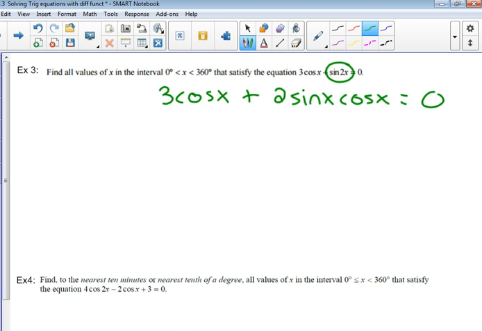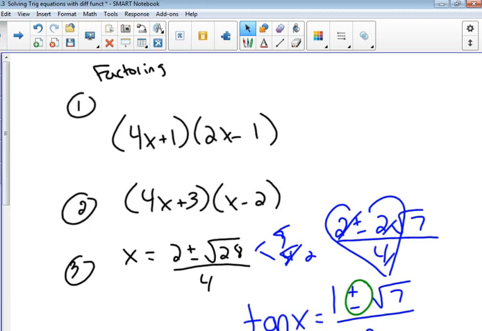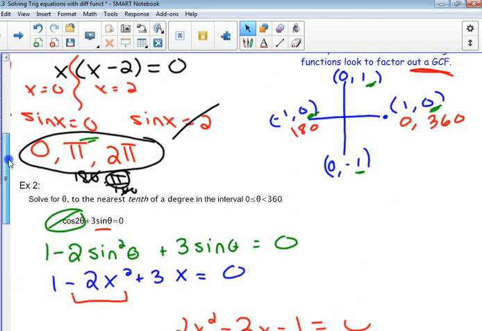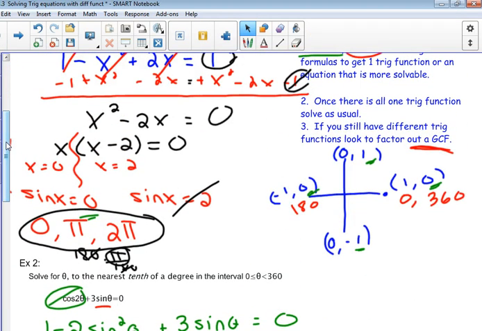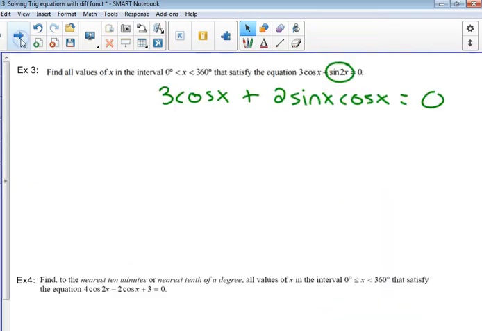Okay, now in the beginning of the notes, I kind of showed you guys the different ways. I love what you were saying that we're getting in trouble, right? We still have 2 different trig functions going on here. So let's see. When I have 2 different trig functions, I can't figure out what to do. What does it say we might have to do if we still have 2 different trig functions? Look for GCF. So let's go back and see.